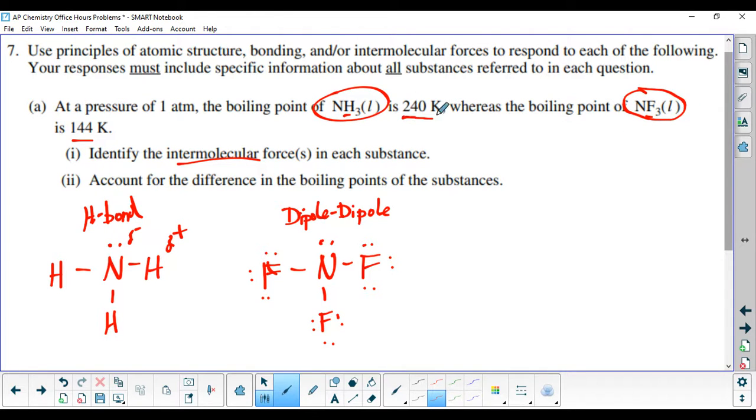But that's not the case. So there must be something else impacting it. And the main thing impacting it is your strength of intermolecular force. So our hydrogen bond is a really strong intermolecular force, and dipole-dipole is weaker. And so the intermolecular forces of hydrogen bonding are holding them together, and it requires a higher temperature to boil your NH3 because it has a stronger IMF. And that would be your explanation.